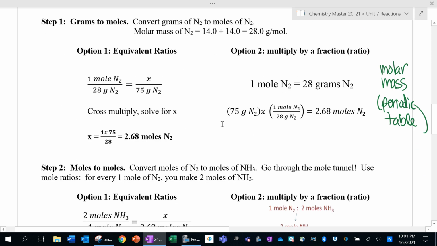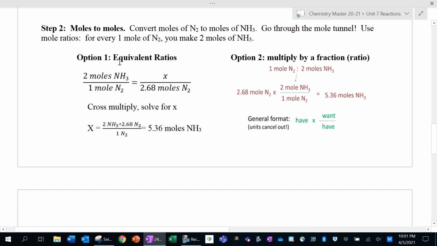Okay, so now let's scroll down and look at this example. So we did step 1. Let's scroll and look at step 2. Here we go with step 2. We're going to convert moles of N2 to moles of NH3. The way we do that is we look at the coefficients. We see it's a 1:2 ratio. So we make 2 moles of NH3 for every 1 mole of N2 that reacts. So I can set it up this way over here.